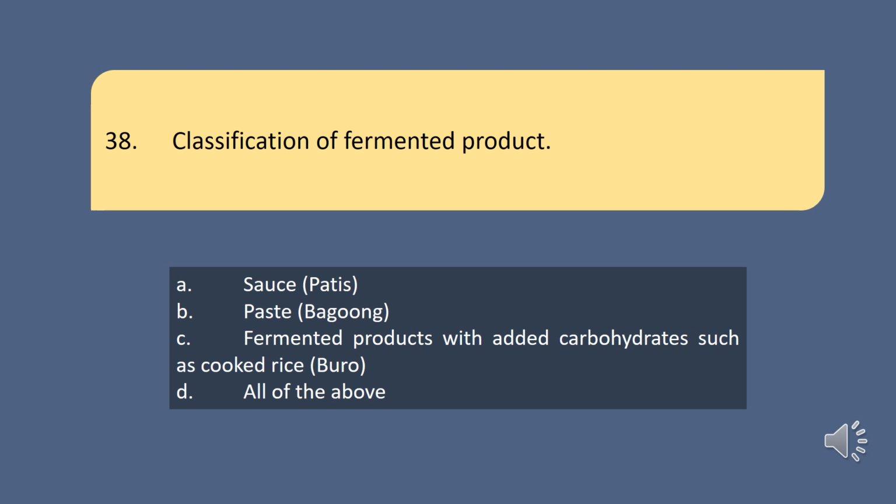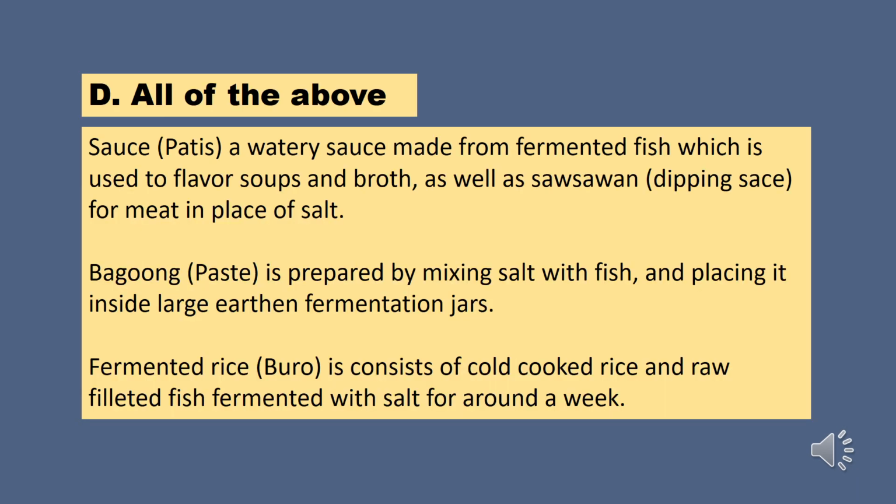38. Classification of fermented product. A. Sauce, patis. B. Paste, bagoong. C. Fermented products with added carbohydrates such as cooked rice, burong isda. D. All of the above. 5, 4, 3, 2, 1. The correct answer is letter D.